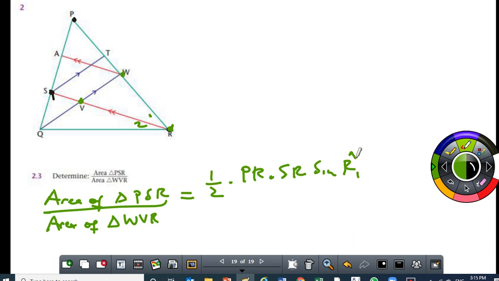Are you following? When you use the area rule, this is our angle here. Which two sides in triangle PSR form this angle? It's PR and SR. The sides that form the given angle are the ones you put in the area rule formula. That's what I did. For WVR, we still have the same common angle, but PR is in terms of x, based on my diagram.